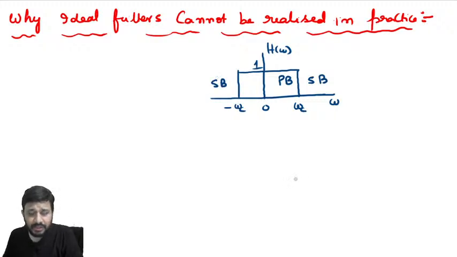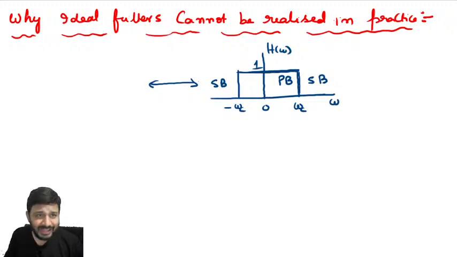Pass band means the frequency components lying between the range of minus omega c to omega c are passed, the rest are rejected. If any frequency lies in the stop band, it is not allowed, so the name stop band. Now if this is the frequency response, and I'm going to consider only the magnitude response here, neglecting the phase for the sake of simplicity.